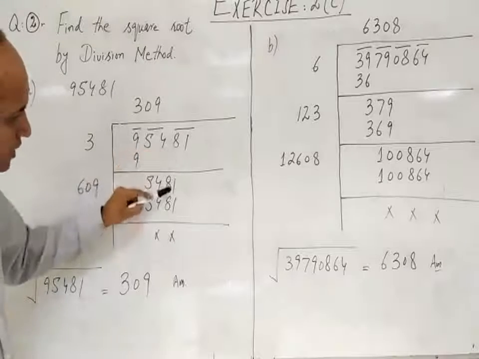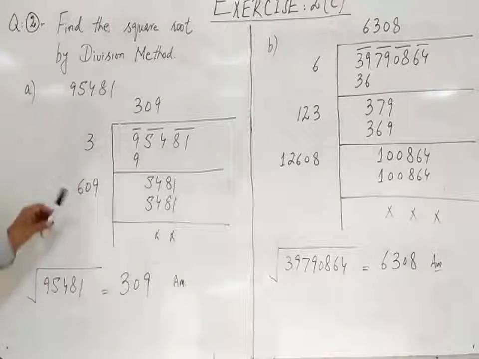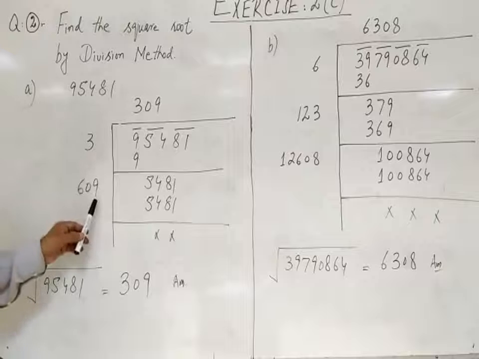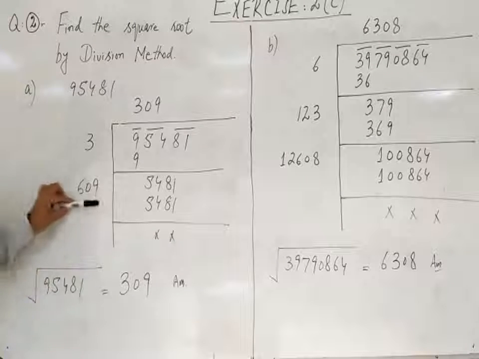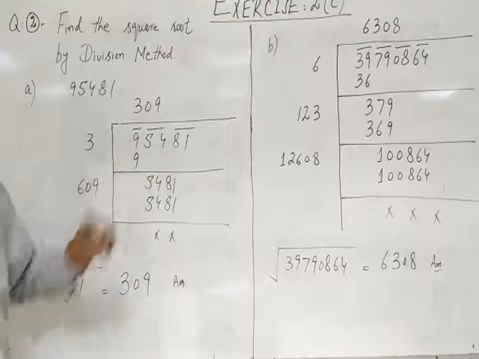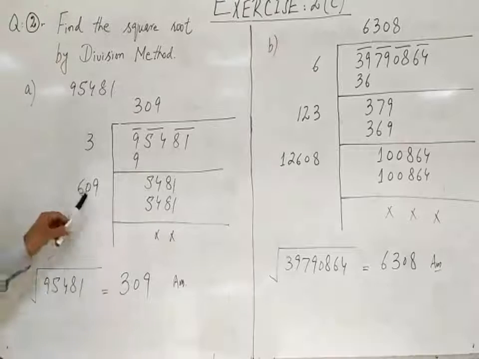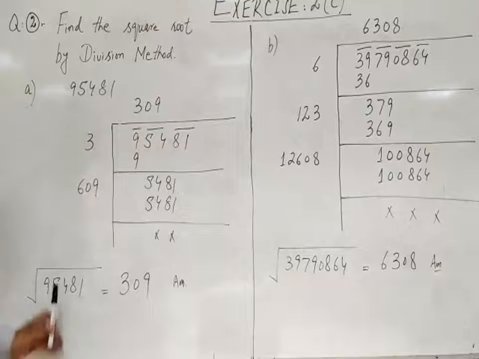Next, we drop 81 over here. Now, we get 5481 is the number. Now, 60. When we multiply this number by 9, we get the same number. So we place 9 over here and 9 over here. So we get 309 as the square root of this number.